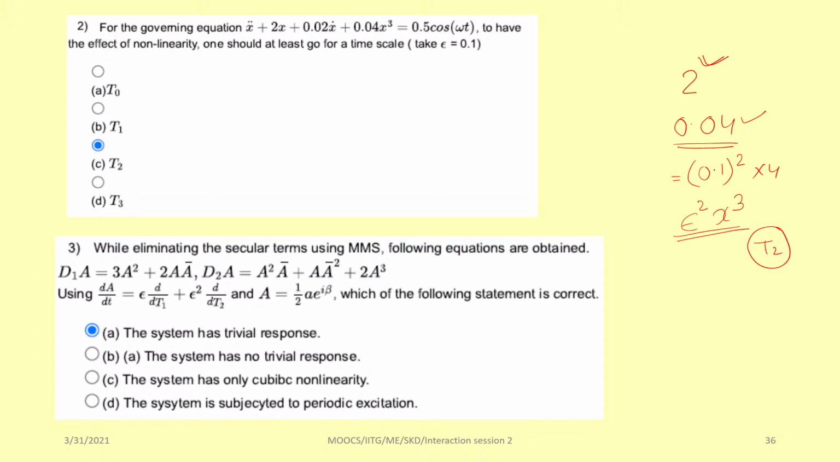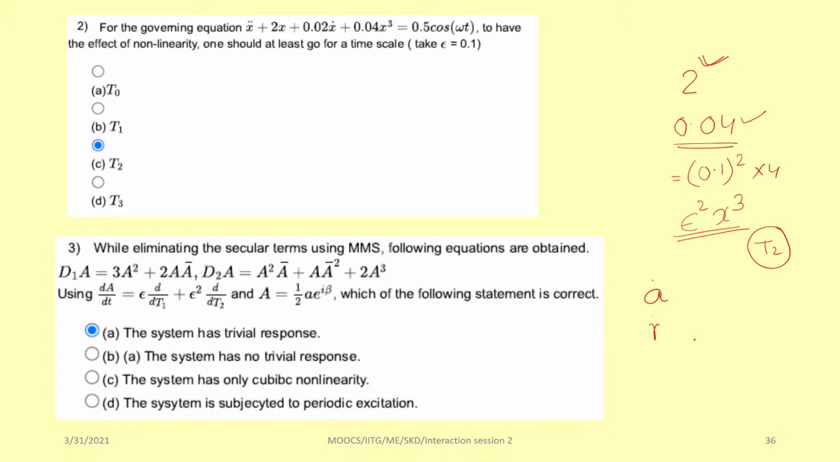So you can substitute this equation in the equations D1a and D2a, and substitute a equal to half a e to the power i beta. Then you can write down this equation. So you can get equations in terms of a dot and gamma dot. I hope you have done this.